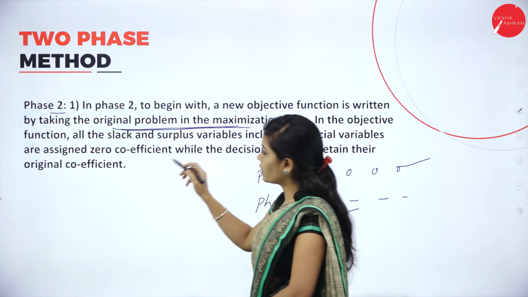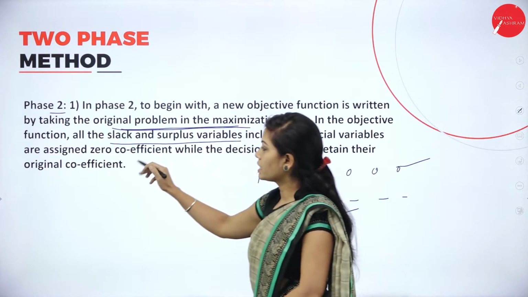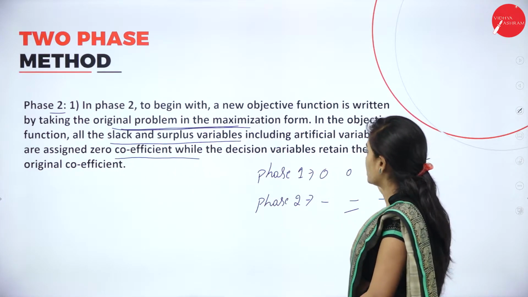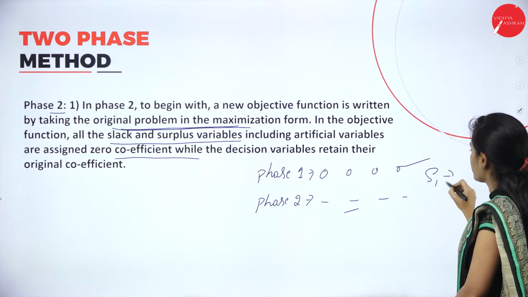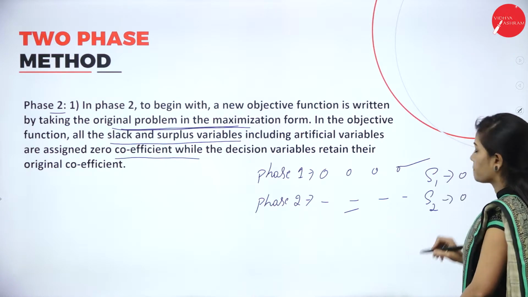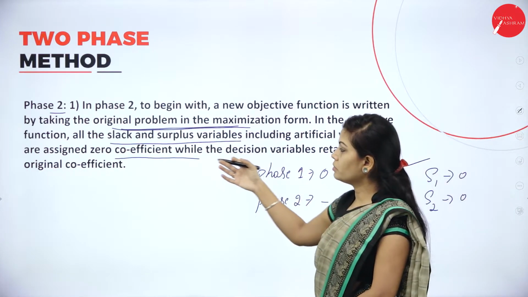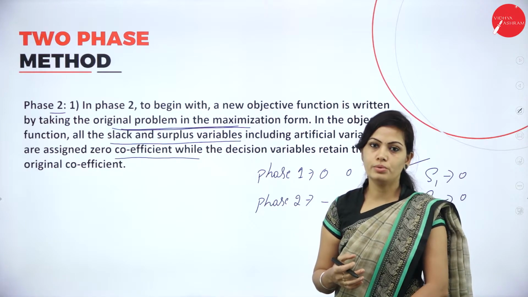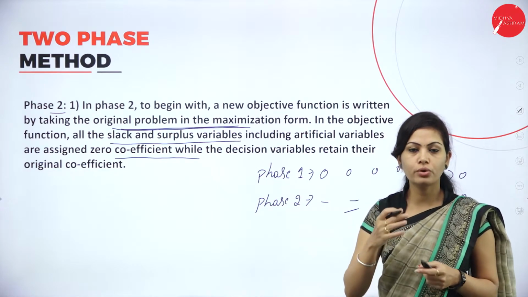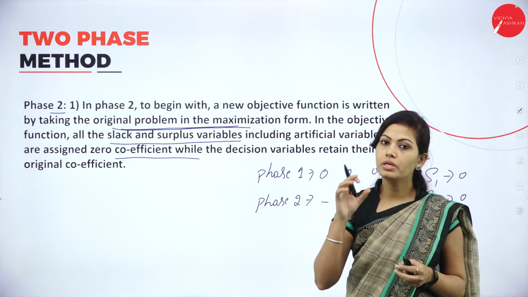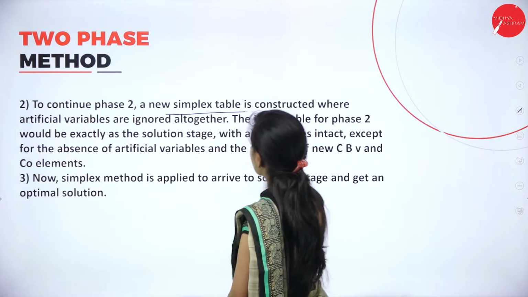That means in the objective function, all the slack and surplus variables including artificial variables are assigned 0 coefficient while the decision variables retain their original coefficient. So except this slack variable and surplus variable, value should be 0, but other than that, all the value should be in original coefficient value. So this is about your two-phase method. In phase 1, all the coefficient value should be 0, and in phase 2, all the objective function value as in the original form. And in next step, a new simplex table is constructed.